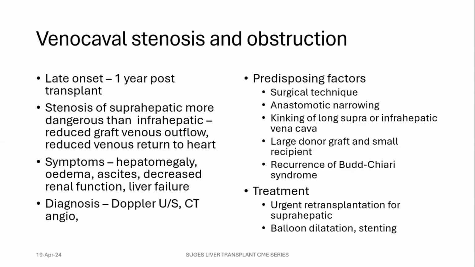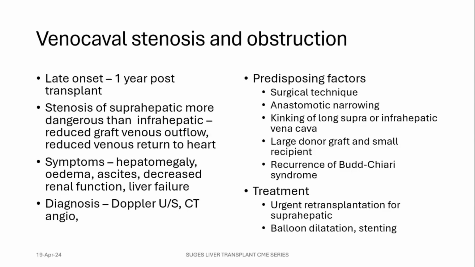This is because when the stenosis occurs in the suprahepatic region, you have reduced graft venous outflow, which ends up giving the allograft edema, and that back pressure can cause hepatocyte damage and graft failure. Then you also have reduced venous return to the heart, and that affects many other structures, not only the liver itself, but the kidney and other structures, as a result of reduced supply to the rest of the body organs.